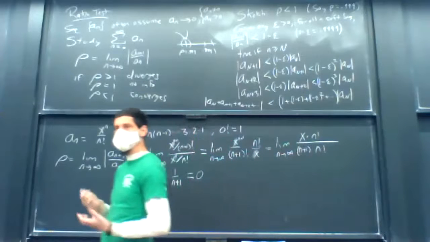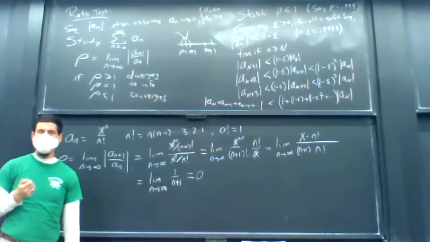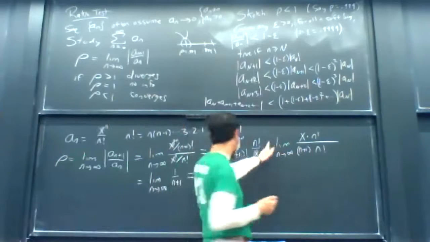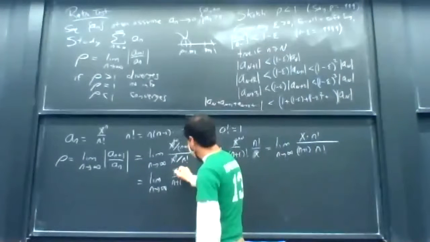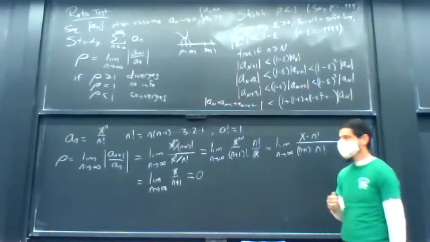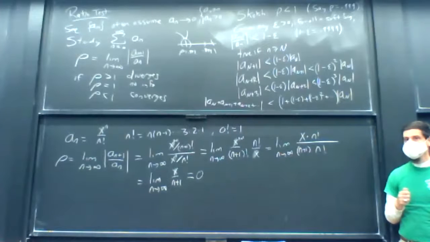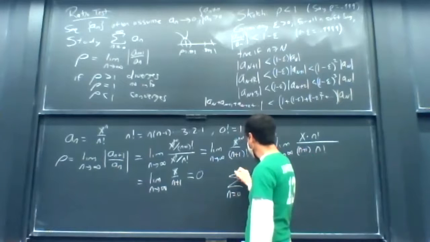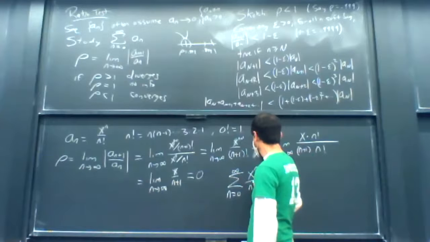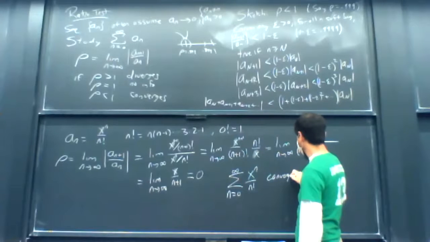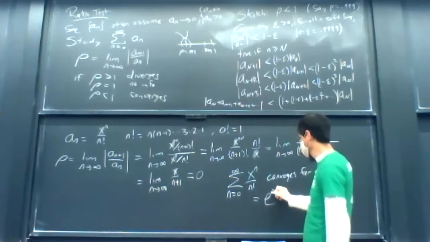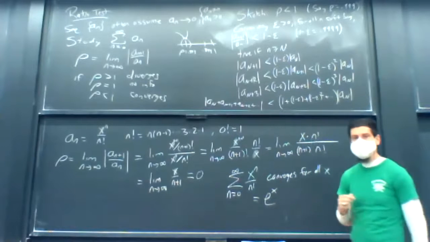So what can I do to a limit if I multiply the inside by a fixed number? Yeah, I could pull out the x, or I could leave the x here. It doesn't matter. But because x is fixed, as n goes to infinity, it's still going to go to 0. So this converges. So in particular, the sum n goes from 0 to infinity of x to the n over n factorial converges for all x. And this is just a function e of x. So this is one of the most important sequences of series.